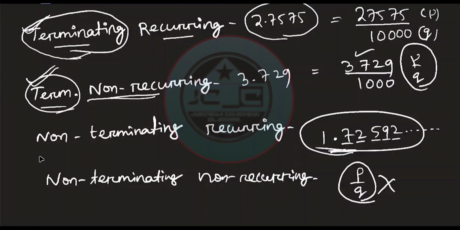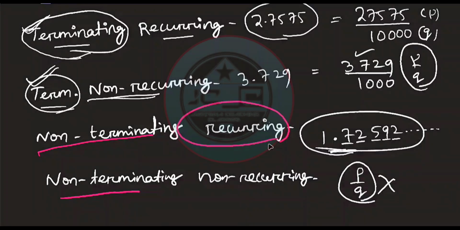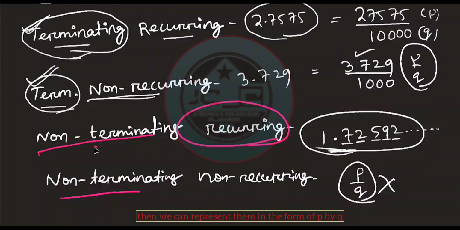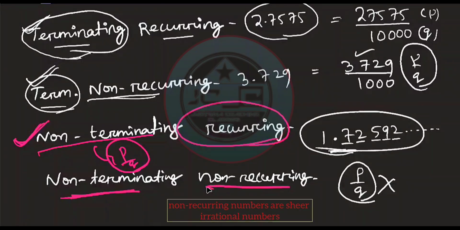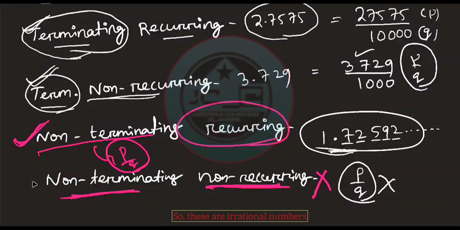So non-terminating numbers, if they are recurring, then we can represent them in the form of p by q. That means they are rationals. We'll see how to convert them, how to represent them. But non-terminating, non-recurring numbers are sheer irrational numbers. So these are irrational numbers.